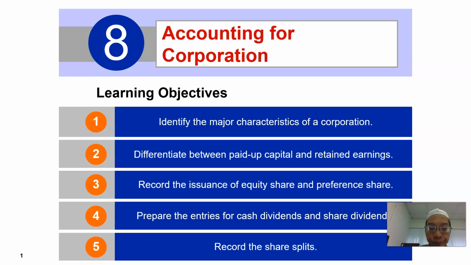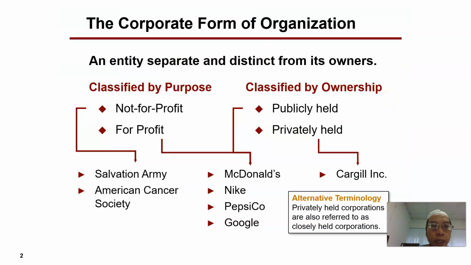In this lecture we will look at what is meant by corporation, what are the major characteristics of corporations, and then in terms of their equity, owner's equity, what are the components of owner's equity, and then we will look at the transactions regarding the equity, as well as the dividends and the share splits. So we will be looking at a corporate form of organization, or corporates, or in other words companies.